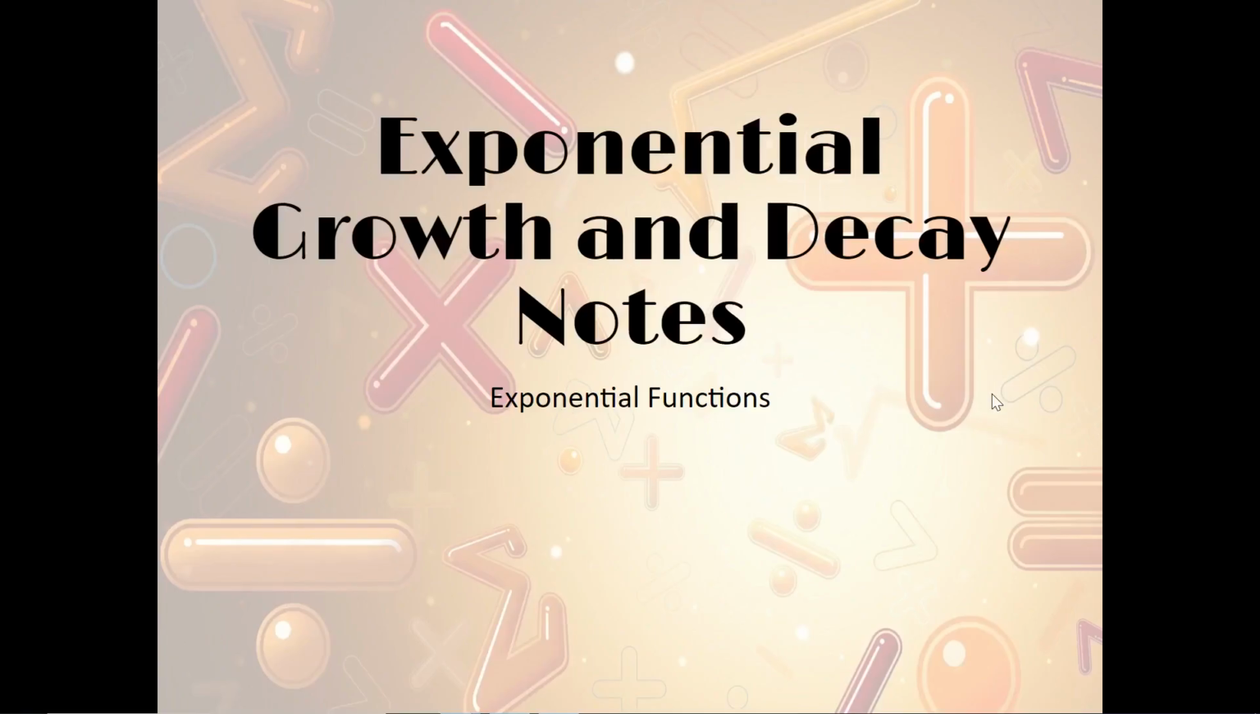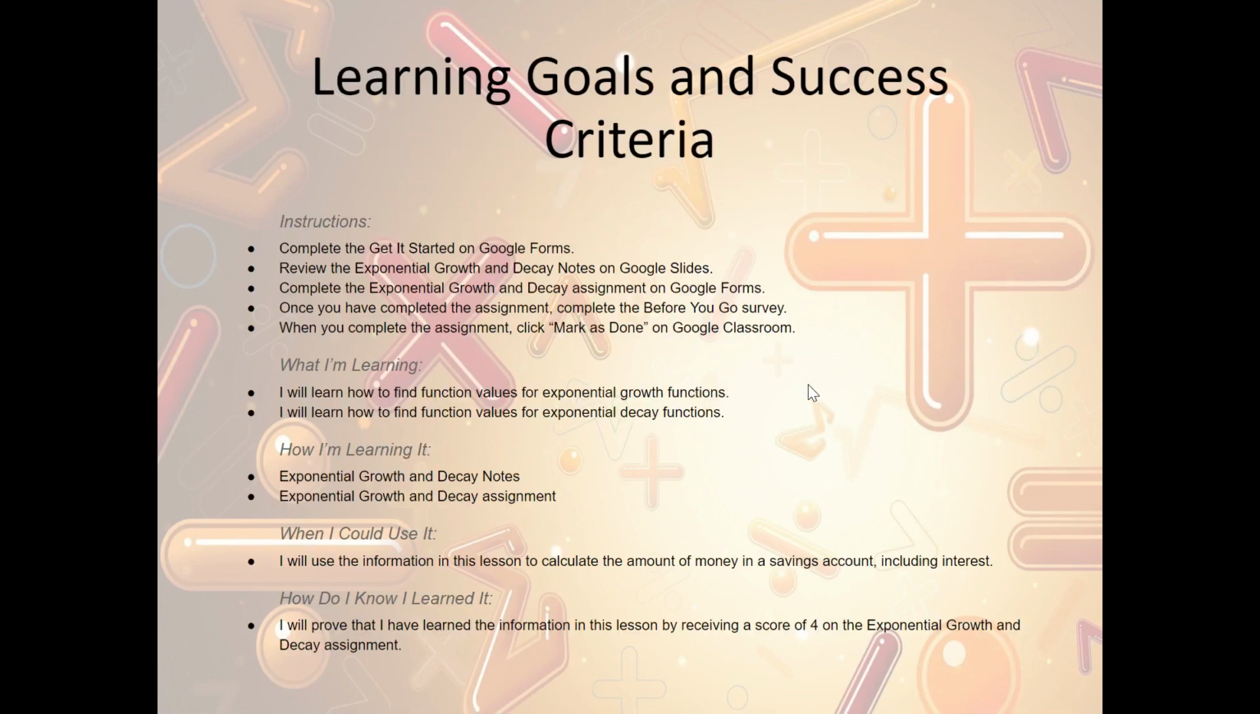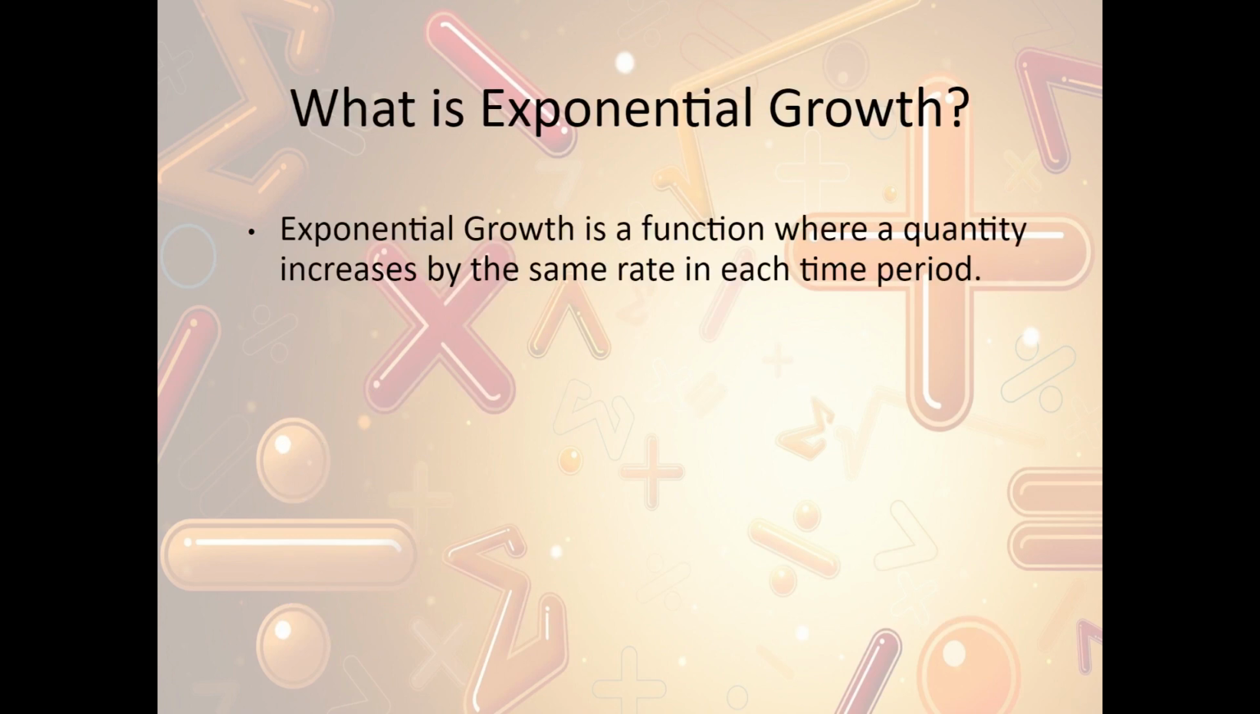Let's take a look now at the exponential growth and decay notes. Our notes begin with the learning goals and success criteria. Now, what is exponential growth? Exponential growth is a function where a quantity increases by the same rate in each time period. For an example, money in a savings account. So I put money into my savings account, my money increases with interest, and it goes up exponentially.